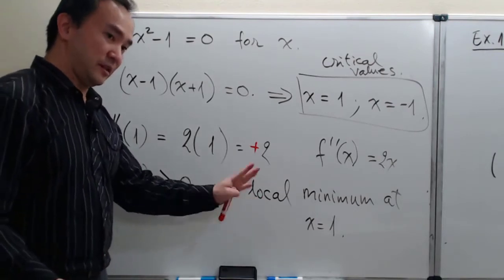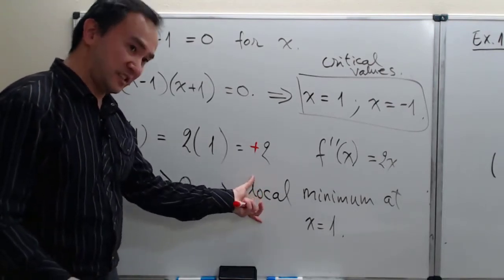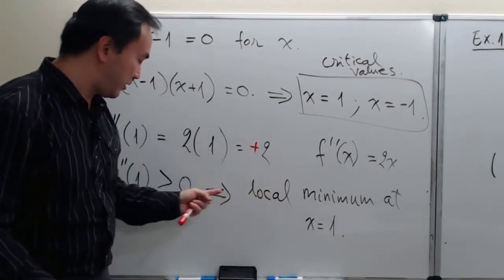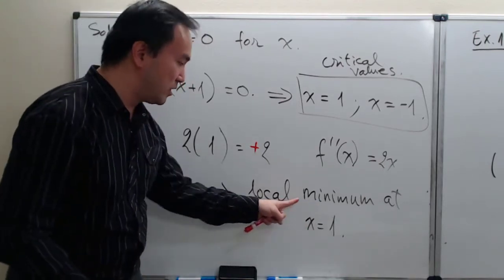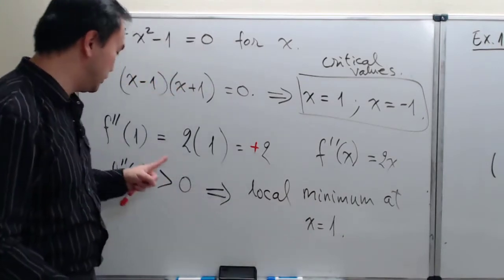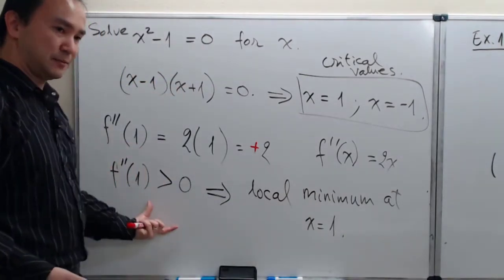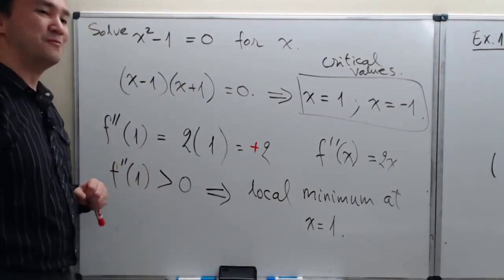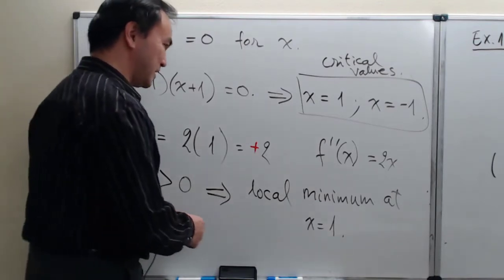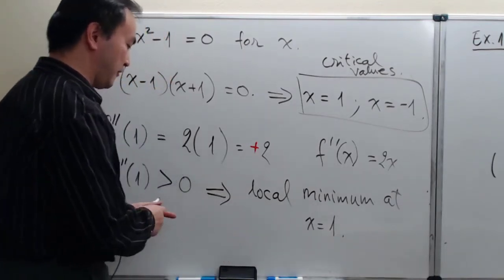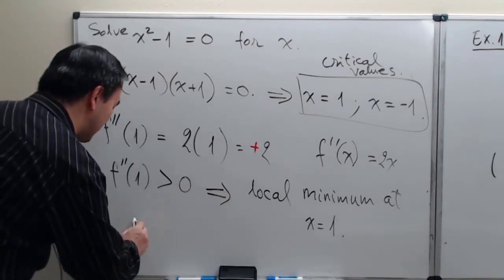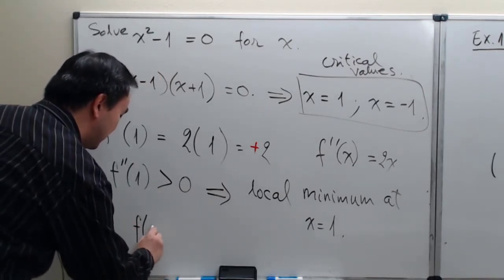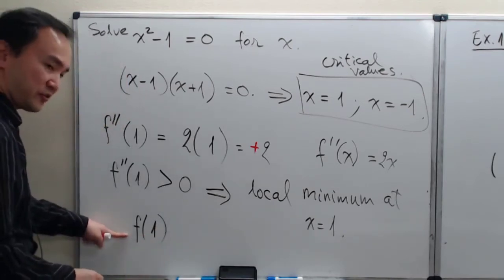So instead of using a sign chart, we already detected that at this critical value we have a local minimum, due to the fact that the second derivative is positive at that value. But we still need to go further and find the actual value. So now I'm going to substitute x equals 1 into the function.